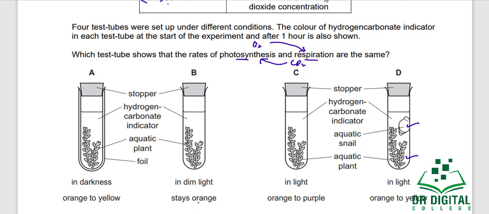So the demand of the question is, which test tube shows that the rate of photosynthesis and respiration are the same? Where the color is not changed, it will stay red or orange. The two rates are equal. So the answer for question 5 is B. Okay.